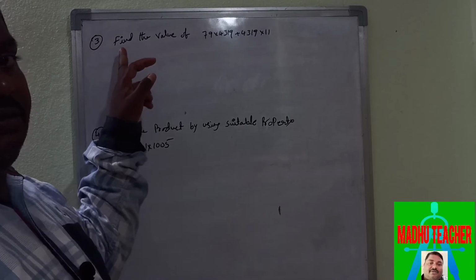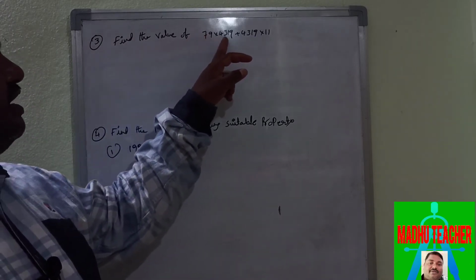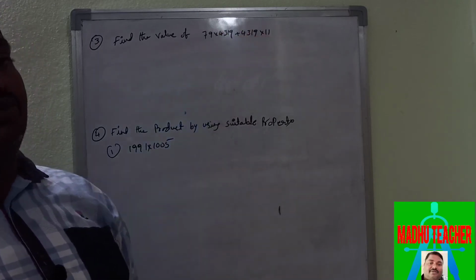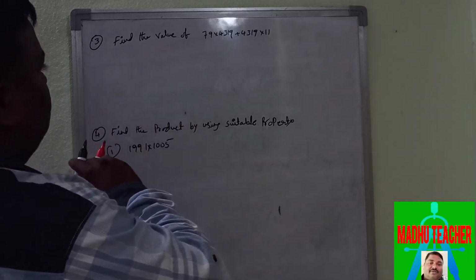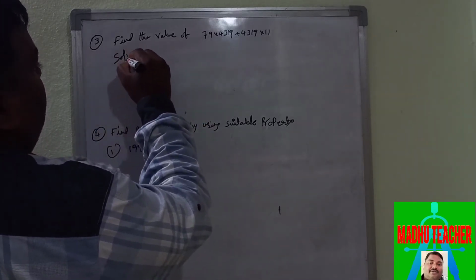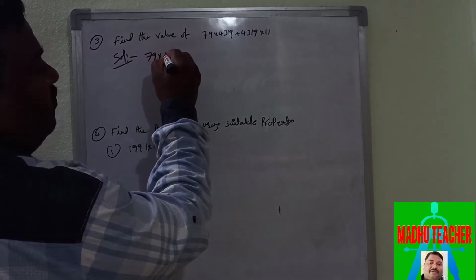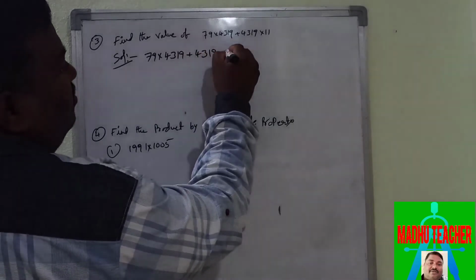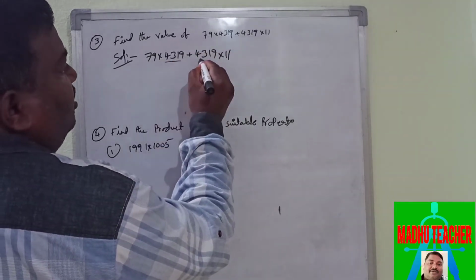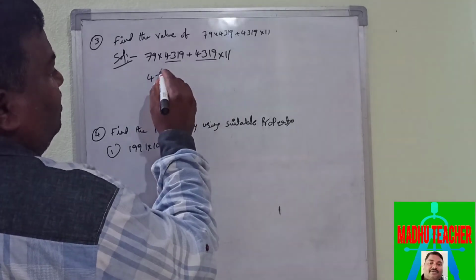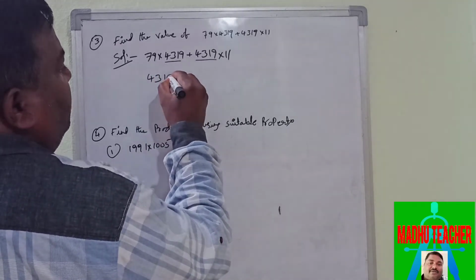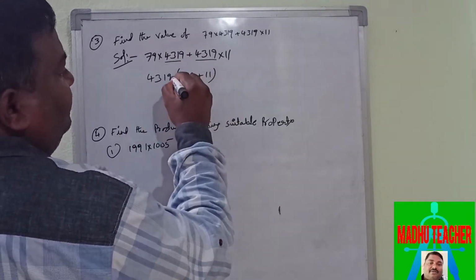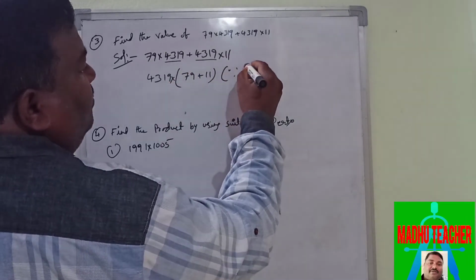So next question is, find the value of 79 into 4319 plus 4319 into 11. So by using distributive property, we can write 4319 into 79 plus 11.